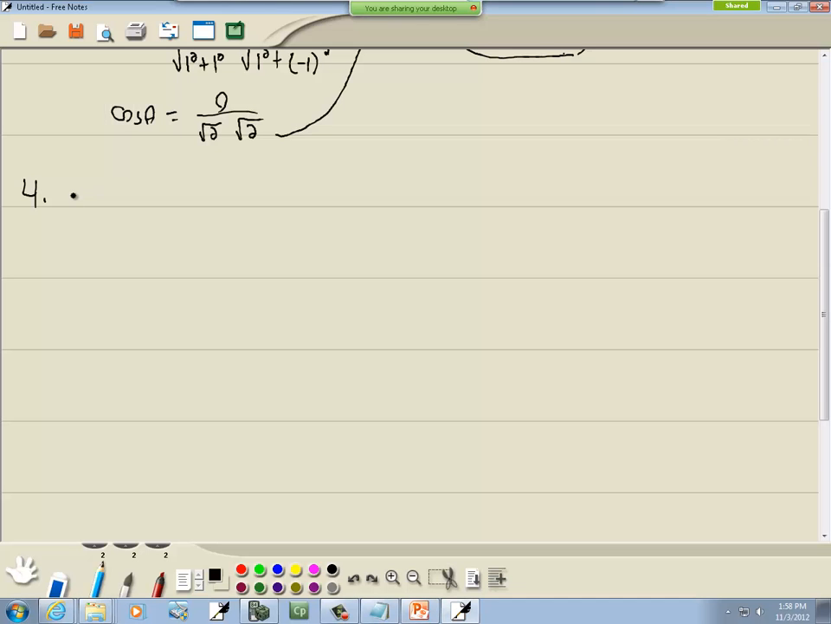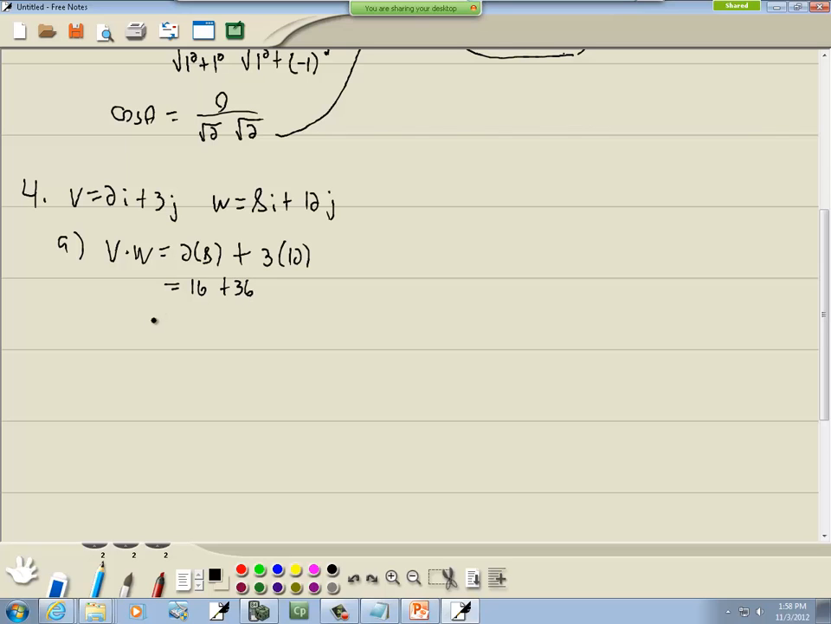Okay, so we got V equals 2i plus 3j, and W equals 8i plus 12j. Our dot product, part A. Multiply the numbers in front of our i's. So we got 2 times 8, then plus, and we multiply the numbers in front of our j's. So 3 times 12. So that gives us 16 plus 36, which gives us 52.